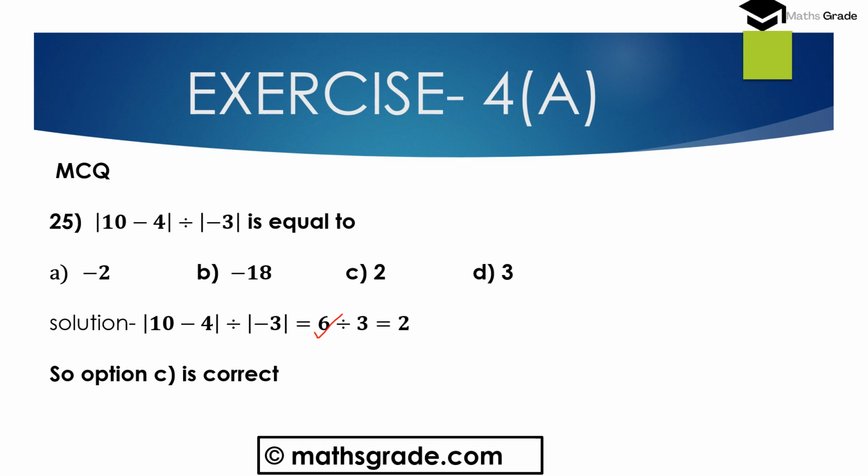The absolute value of 6 is 6. And the absolute value of minus 3 is plus 3, a positive integer. So 6 divided by 3 is 2.